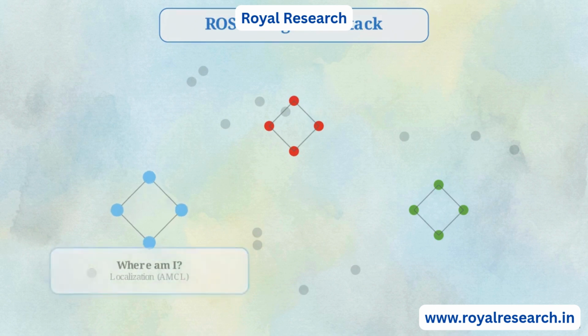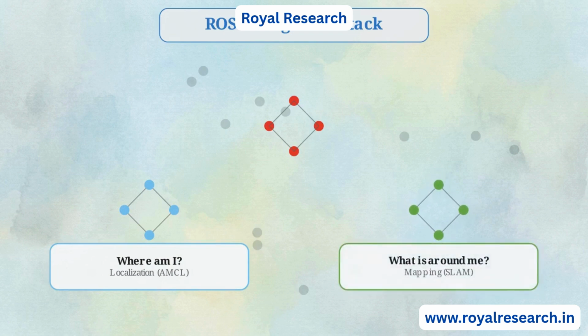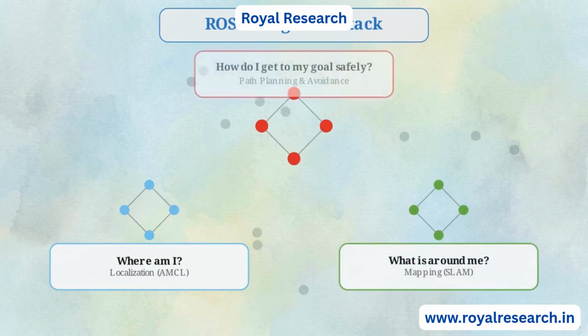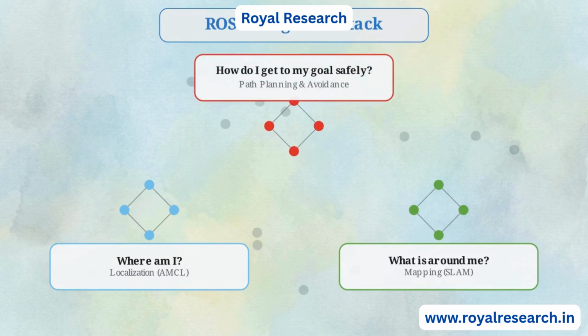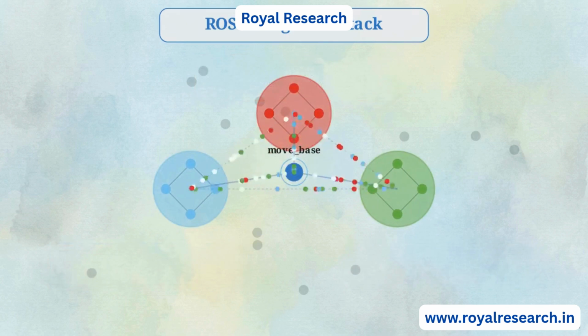To navigate safely, the system must continuously answer three distinct computational questions. Where am I? What is around me? And how do I get to my goal safely? The stack architecture distributes these questions across distinct probabilistic subsystems, maintaining a constant exchange of data packets across the network.